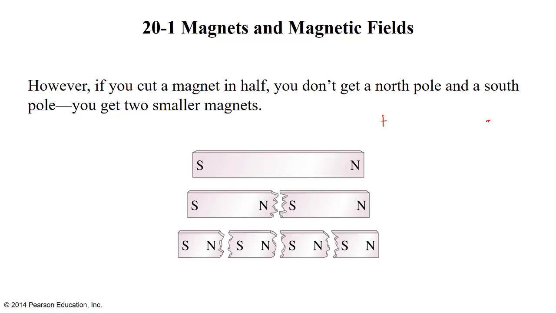Also, there's a really big difference between charge and magnets in that we can have a positive charge and we can have a negative charge. We don't get just the south pole of a magnet. If we take a magnet and we cut it in half, we end up with two smaller magnets. And you can keep cutting that in half and you keep getting two smaller magnets. There has never been a magnetic monopole, so just a north pole or just a south pole ever observed. So you always end up with a north pole and a south pole, never just a north pole or just a south pole.